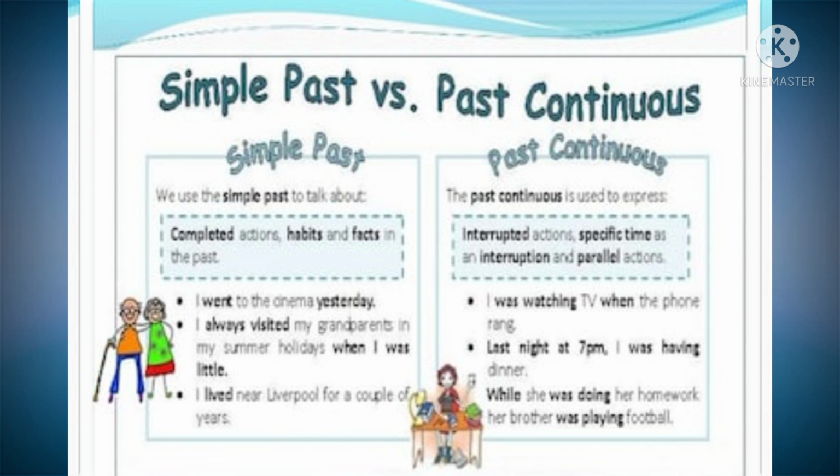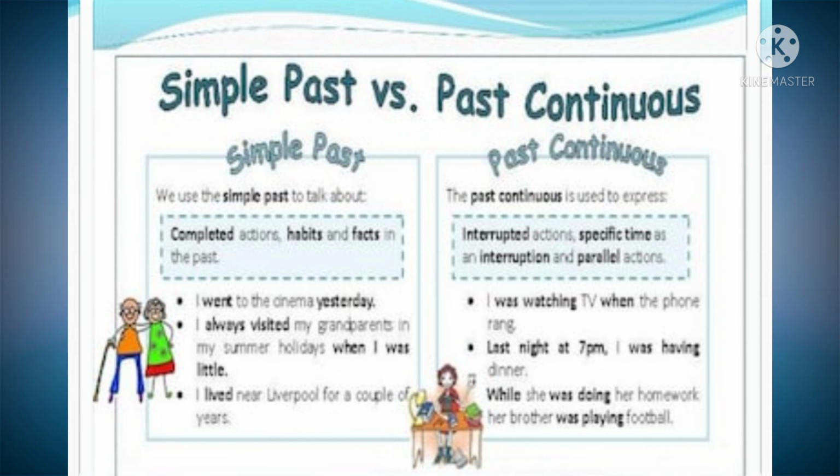I went to the cinema yesterday. I always visited my grandparents in my summer holidays when I was a child or when I was little. I lived near Liverpool for a couple of years. Okay, see the first usage: we use simple past to talk about completed actions. Here another usage is to express interrupted actions. For example, I was watching TV when the phone rang, as we have just mentioned.